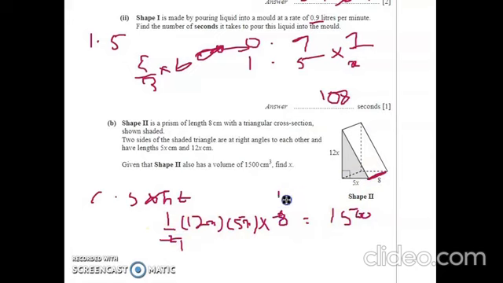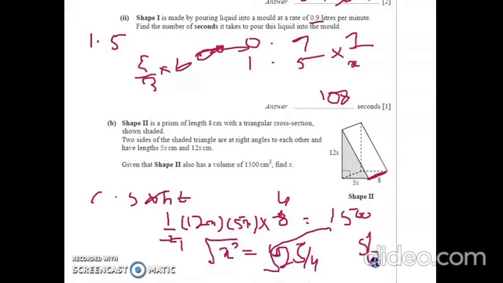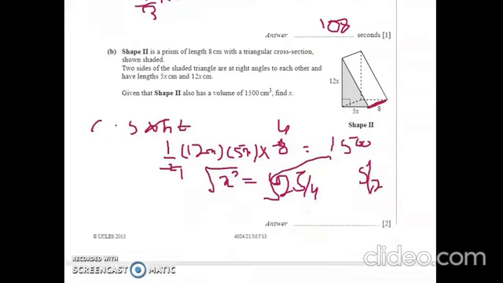2 ones are 2, 4s are 4 multiplied by 12 multiplied by 5. This will give me 240. 1500 divided by 240. That gives me 6.25. So x square is 6.25. Or we can take it as 25 upon 4. We will under root it. So this will give me 5 over 2. That is 2.5.